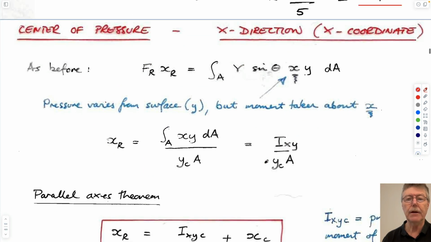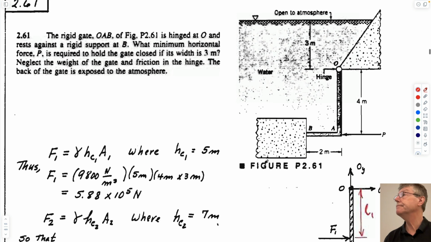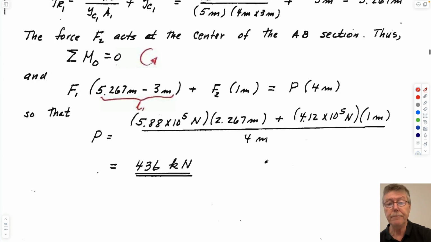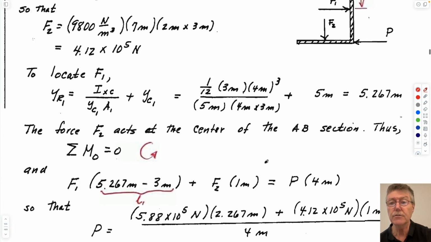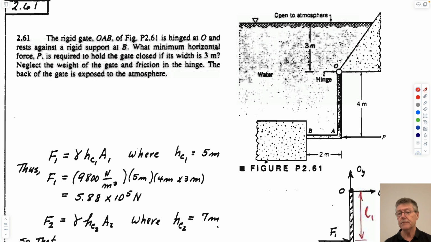Okay. All right. So that's it. Okay? All right. So let's just do a couple more. So standard result. So this is, again, a play question. Got water behind a dam or something.